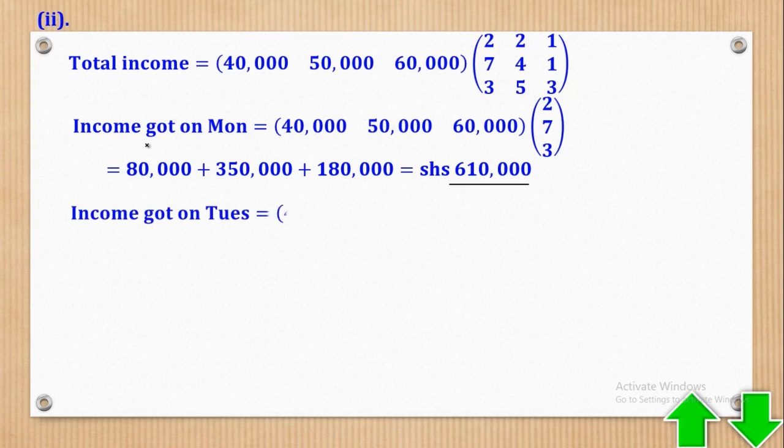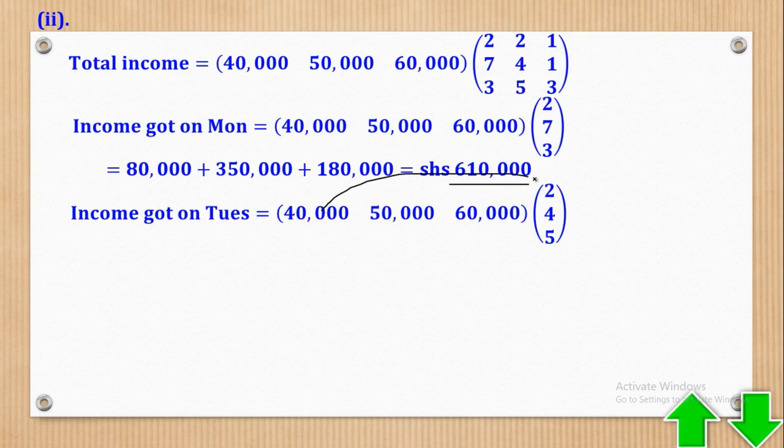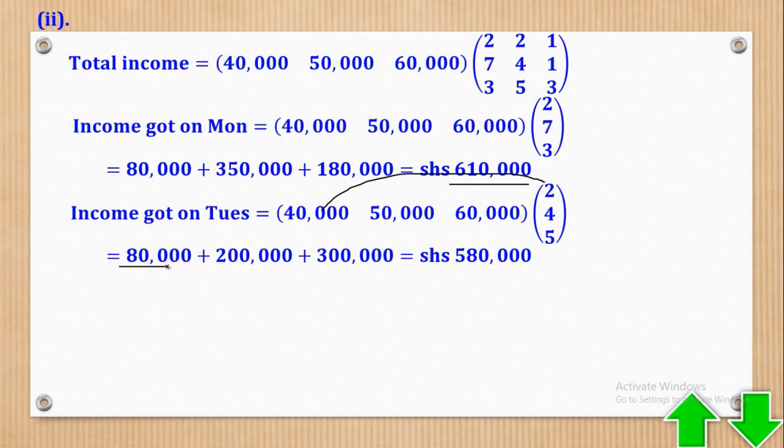What about income got on Tuesday? So the income got on Tuesday will be 40,000 times this 2 to come up with 80,000, 50,000 times 4 to come up with 200,000, 60,000 times 5 to come up with 300,000. So when I add, I'll come up with 580,000 shillings.